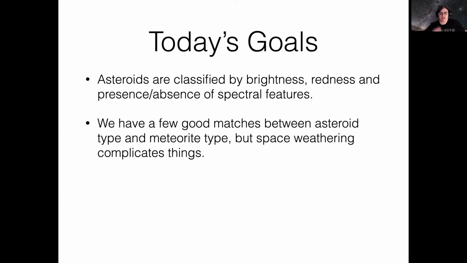So what we talked about today was how we classify asteroids: brightness, redness, and presence and absence of spectral features. We don't really have a classification system yet for trans-Neptunian objects. We have some ideas about how to match asteroids to meteorites, but space weathering makes things harder. It would do us good to get some samples back of asteroids that we know which asteroid they are and what they look like spectroscopically. So Hayabusa 2 and OSIRIS-REx will really help with that.